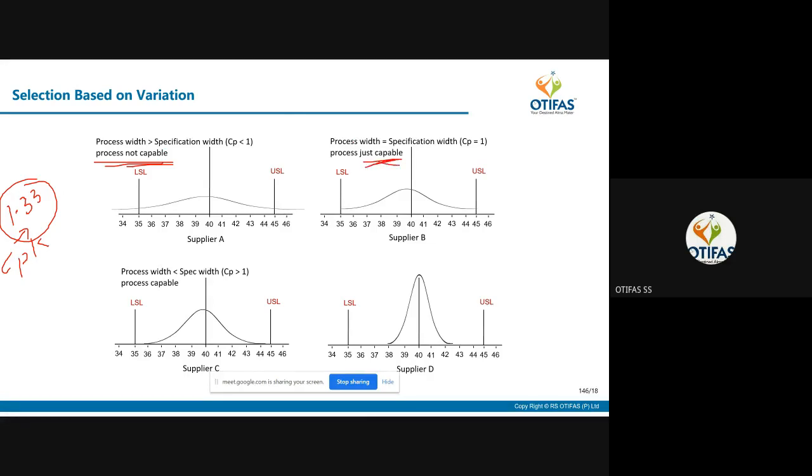No, it's not. Nowadays it's not like that. The process is capable only when CPK is more than 1.33. Here CP more than 3, it's capable. So this is how it is. And I'll tell you one thing. If CP reaches 2, that means it is a 6 sigma capable process.